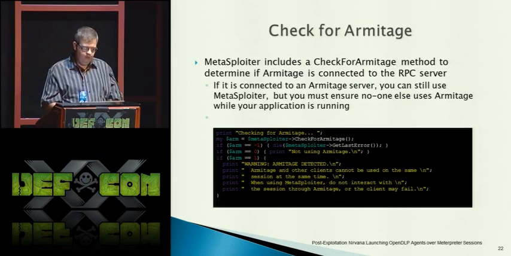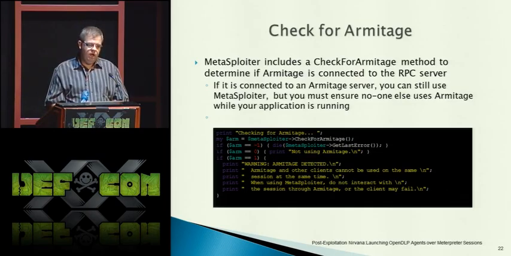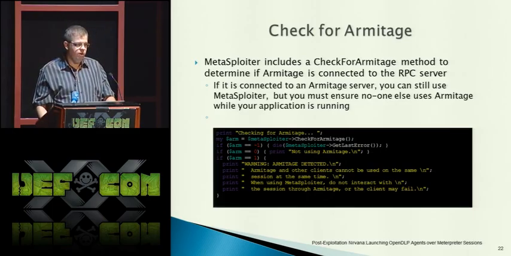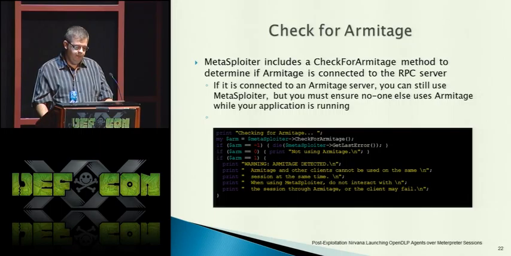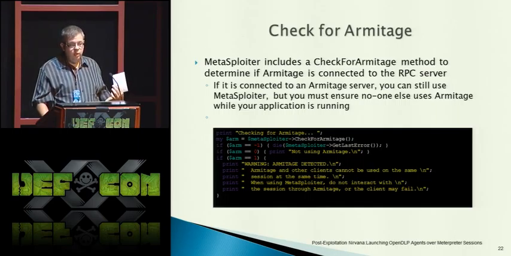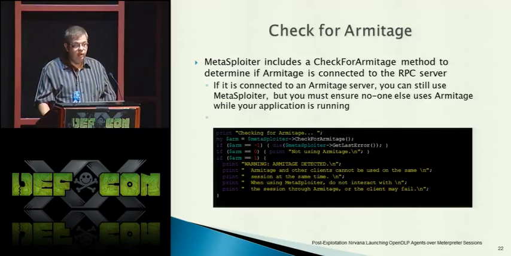So as a stopgap measure, I created a little method that will check to see if Armitage is currently using the RPC connection that we're connected to. And it just returns true or false if it does. But still, all I can do is display a warning in OpenDLP saying, hey, you're connected to Armitage. You might want to consider telling people not to use it right now.